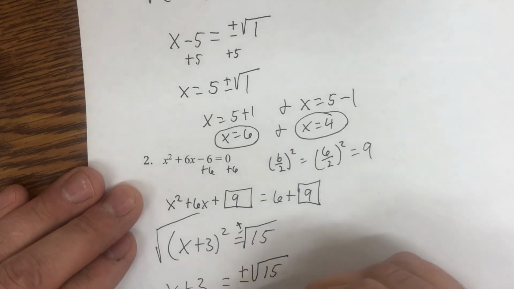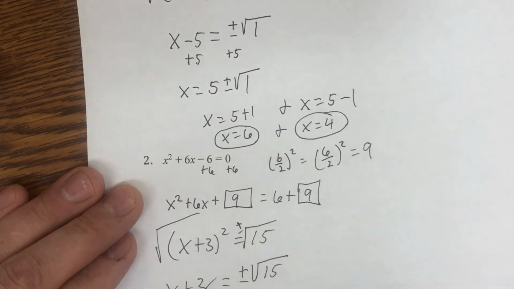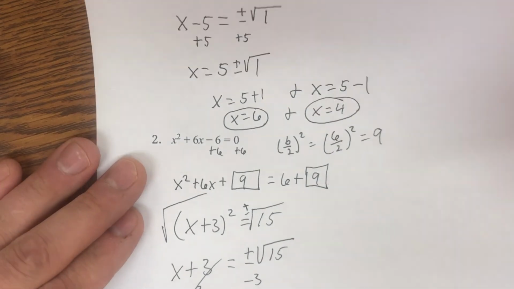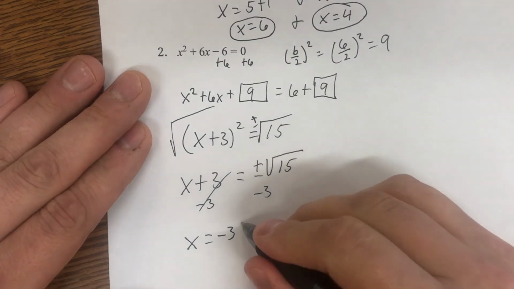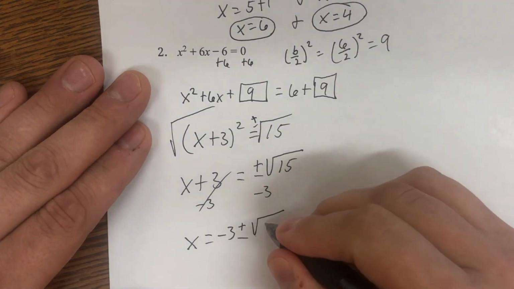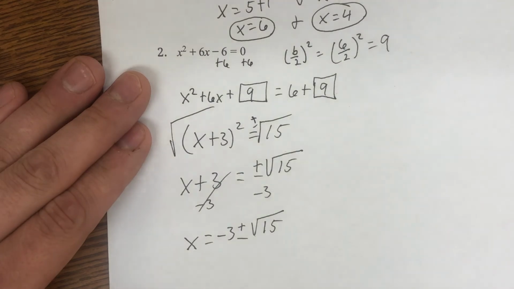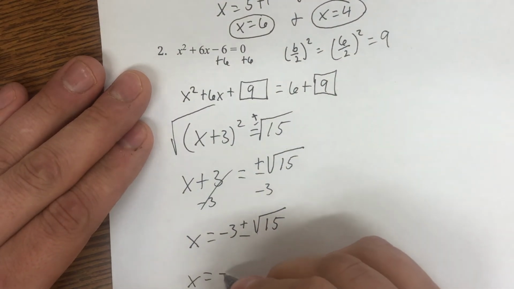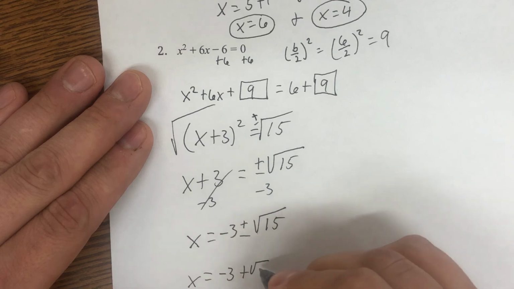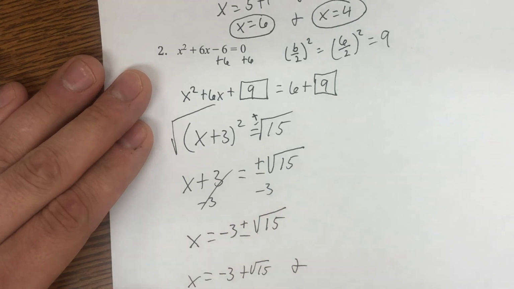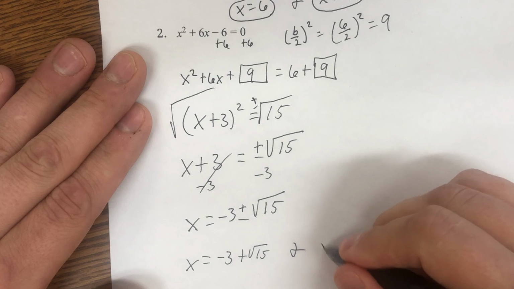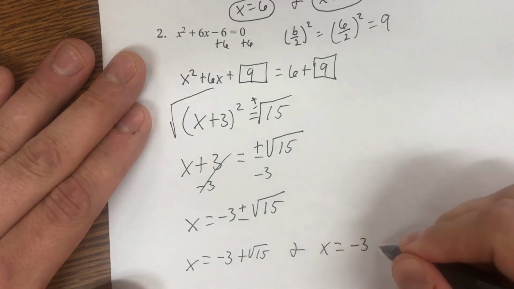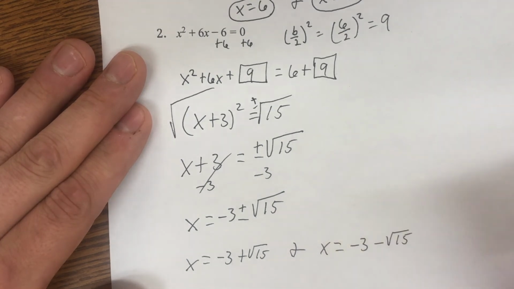Subtract our 3, subtract our 3. Now this time our 3 is negative. So when I rewrite x is equal to negative 3 plus or minus the square root of 15. Now when you type this one in, our two solutions, x is equal to negative 3 plus the square root of 15, and x is also equal to negative 3 minus the square root of 15.